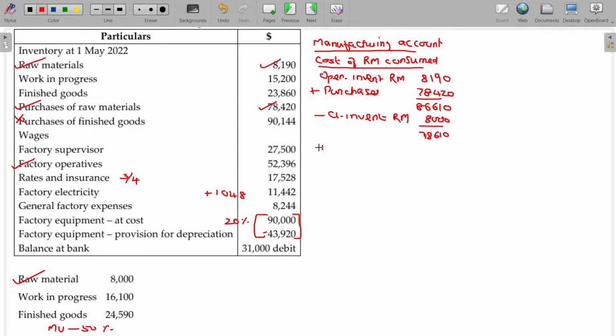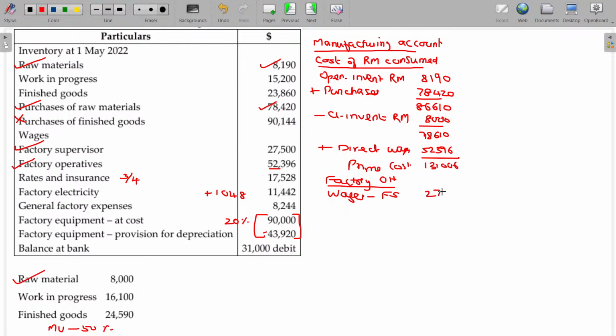Okay. Add direct wages 52,396. If I add, then the value being 1,31,006. At this point, we call this cost prime cost. Hereafter, you have to add factory related expenses, commonly named as factory overhead. Here is factory supervisor wages. Wages for factory supervisor 27,500.